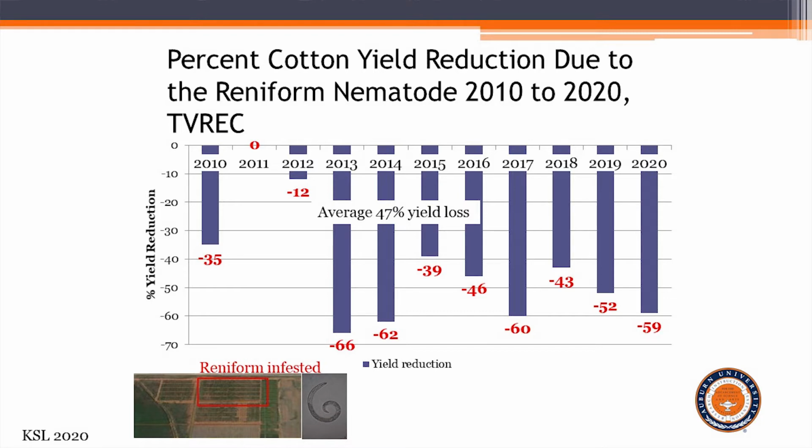In that field, you see there's 10 bars from the last 10 years. Last year, between those varieties, we had 59% less cotton in the reniform field versus the reniform-free field. So that's what the nematode is costing. The average over 10 years is 47%. So the take-home message is if you have a clean field, plant those first, and then plant the infested fields, and then wash the equipment, so you don't get it in that reniform-free field. We can't build that back.